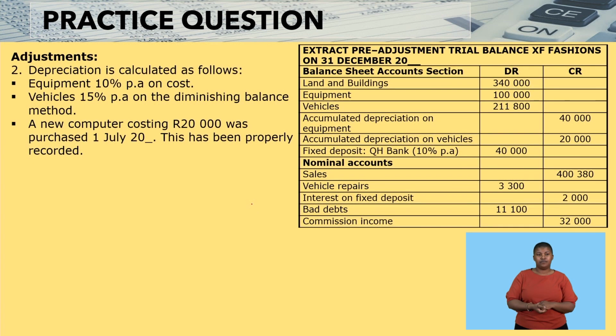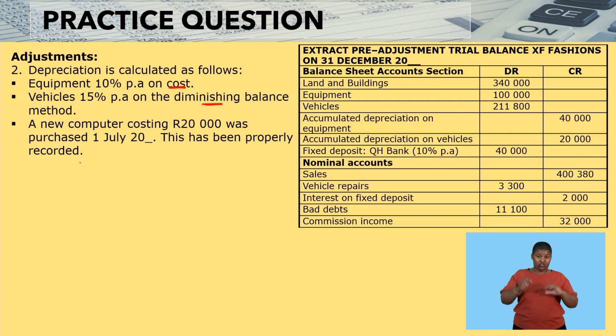Adjustment 2 then reads, depreciation is calculated as follows. Equipment at 10% on cost. Vehicles, 15% on the diminishing balance. A new computer costing 20,000 was purchased on 1 July. This has been properly recorded.